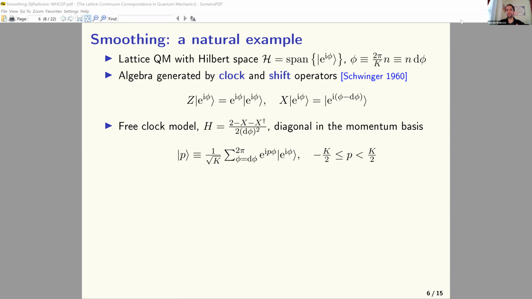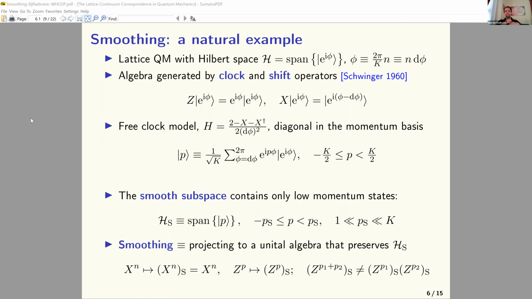And you can diagonalize it by going to this natural momentum basis, whose members are given here. And this P is what I will call the momentum. There's no spatial direction here, so I can just call it momentum without specifying anything further. It's some integer which I choose to go from minus k half to k half. So far, so elementary.